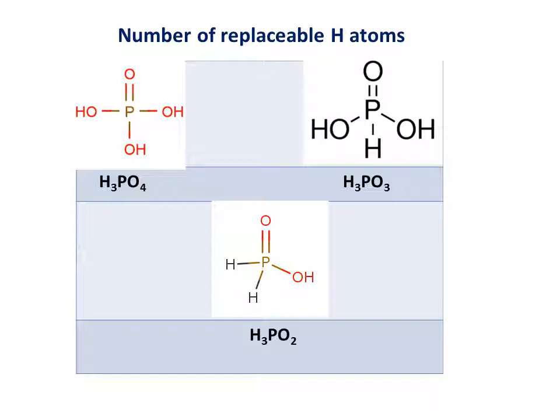Now come to the case of H3PO3. Here you can see there are 2 OH groups linked to phosphorus, and 1 hydrogen is directly linked to phosphorus.